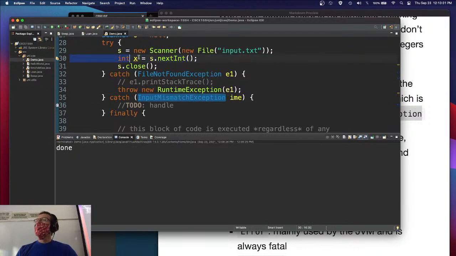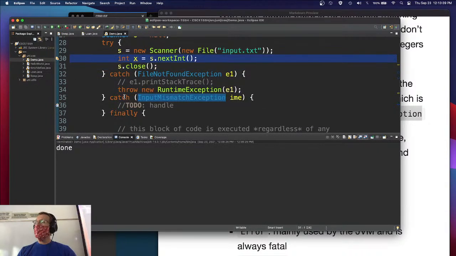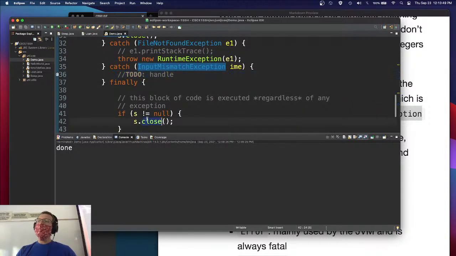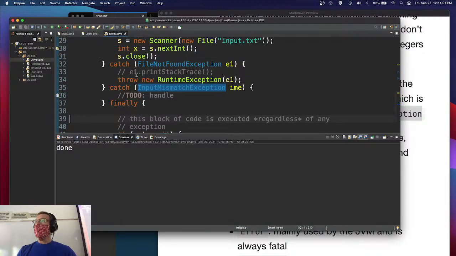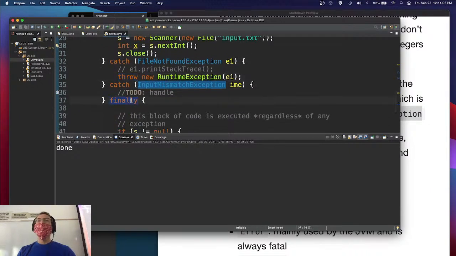All right. So suppose that we have bad input on line 30. Do we ever get to line 31? Nope. Because an exception is thrown. Control flow is handed down to line 35, in which we handle it, and that file was never actually closed. But if we put it down here in this finally, a block of code that is executed regardless of whether or not an exception occurred, now we have that guarantee that it is still closed. Okay. So we have try, catch, rethrowing, and finally blocks.